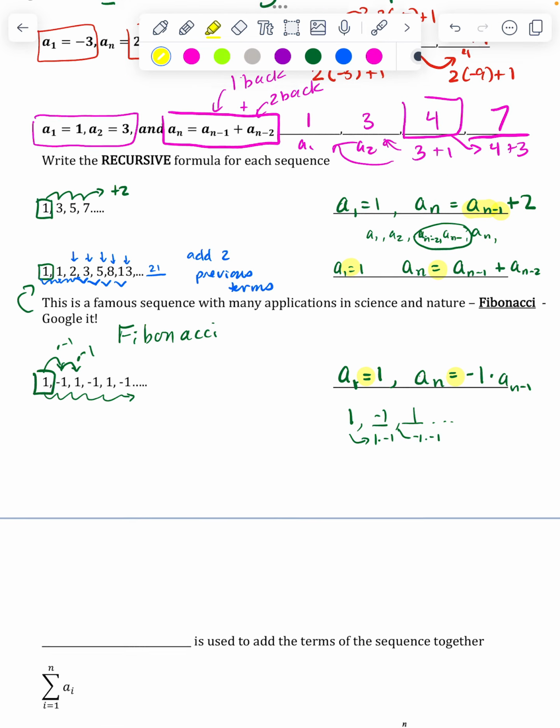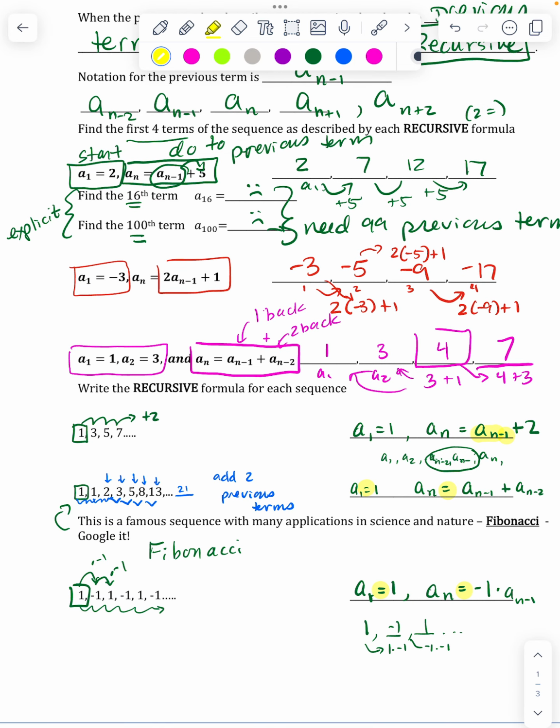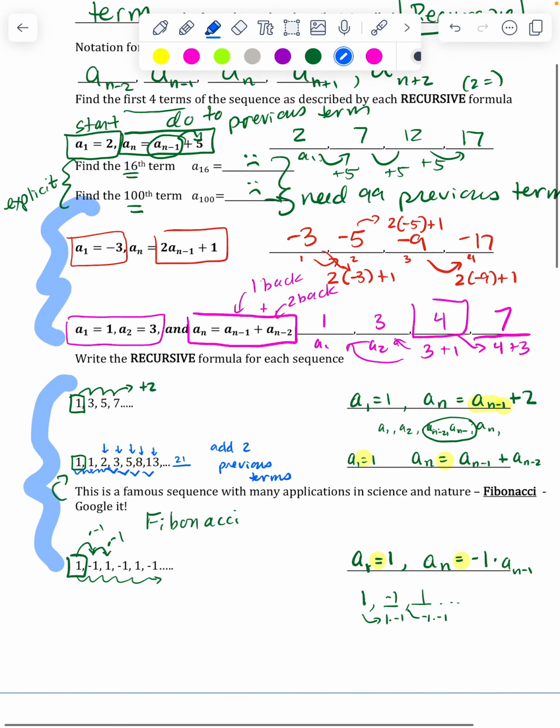So recursive functions, you need to be able to generate the terms, like find out what the terms are, like we did right here. And then you need to be able to write the recursive formula.